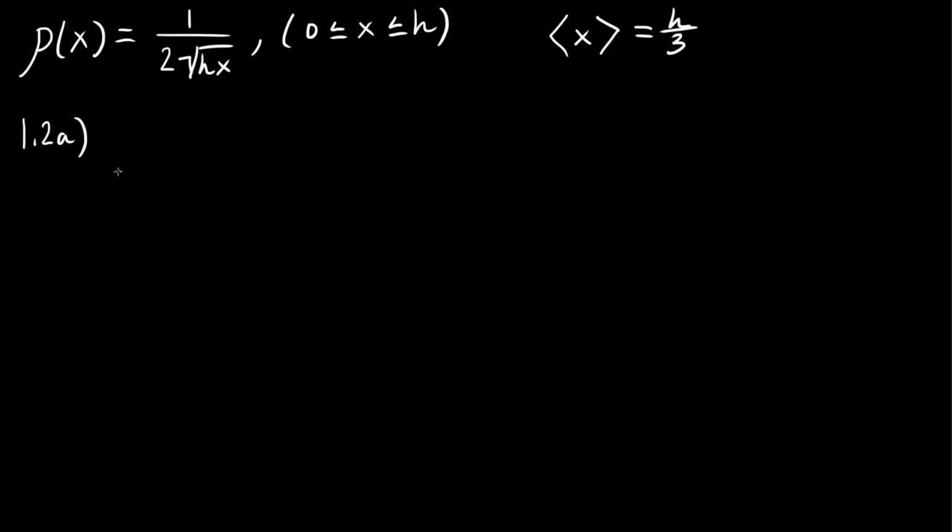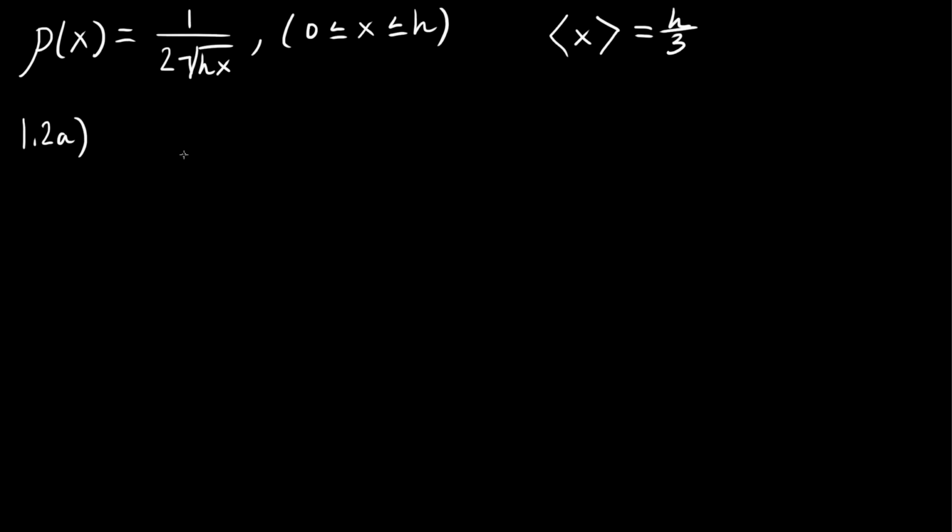Hi, in this video we're going to learn how to solve question 1.2a in the Griffiths and Schroeder quantum mechanics book. So this problem gives us a probability density right here from x equals 0 to h, and it also gives us the expected value, which is h over 3.